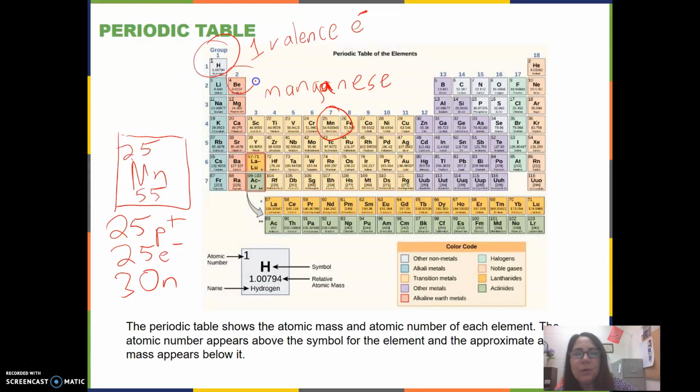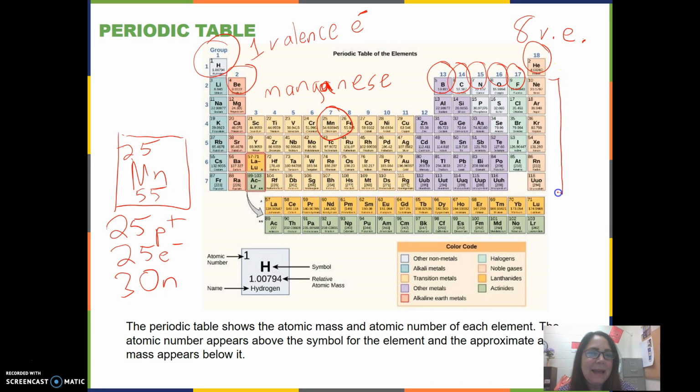Group 2 has 2 valence electrons. Group 13 has 3 valence electrons. 14 has 4. 15 has 5. 16 has 6. 17 has 7. And 18 has 8 valence electrons, except for the case of helium. Helium only has 2 electrons, so it has 2 valence electrons.